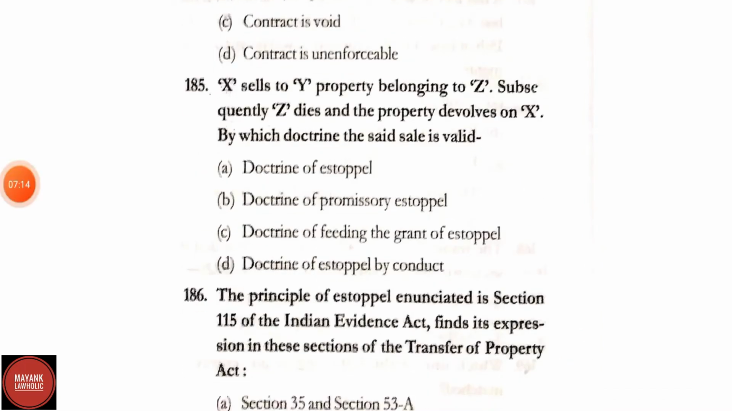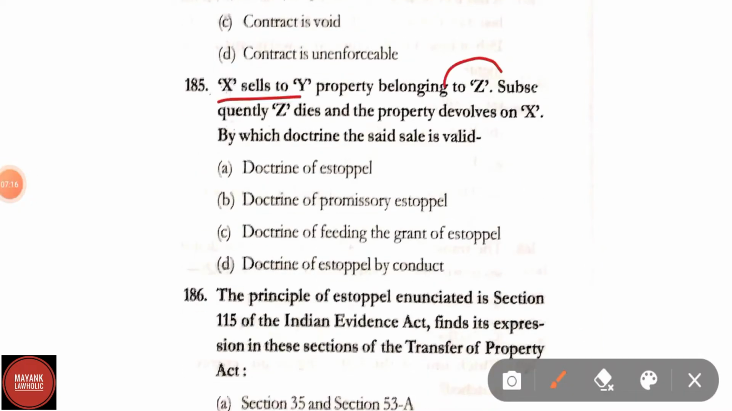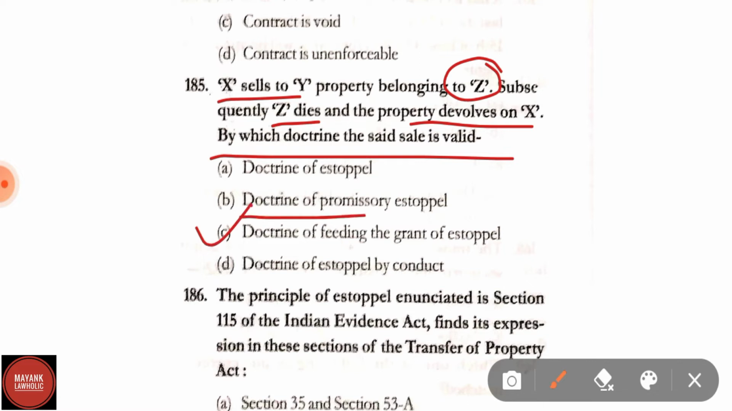Question number 185. X sells to Y property belonging to Z. Subsequently Z dies and the property devolves on X. By which doctrine is the said sale valid? Options are doctrine of estoppel, doctrine of promissory estoppel, doctrine of feeding the grant by estoppel, doctrine of estoppel by conduct. Correct answer is option C, that is doctrine of feeding the grant by estoppel.